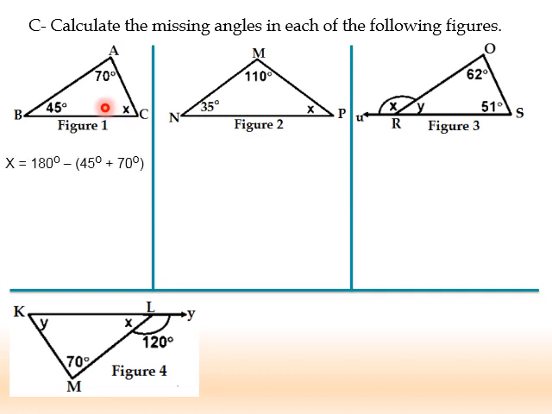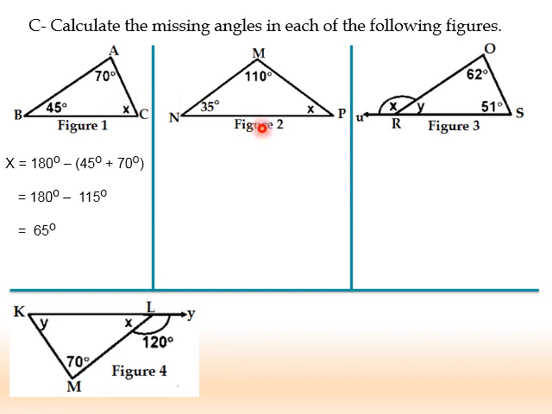I have to say that the sum of angles equal 180, so I have to subtract the known angles, which is 45 and 70. So 180 minus (45 plus 70). And we know from PEMDAS rules that parenthesis has priority, so I have to solve the equation by calculating what's inside the parenthesis. 45 plus 70 is 115, and now 180 minus 115 equals to 65 degrees. Then BCA equals to 65 degrees.